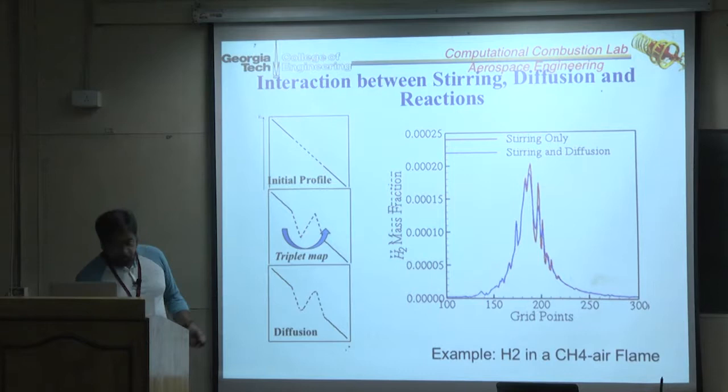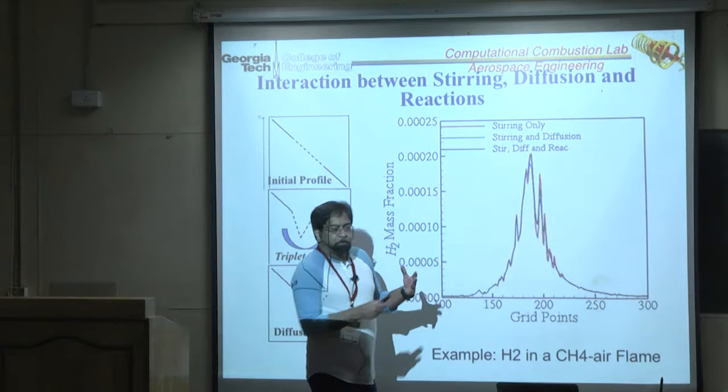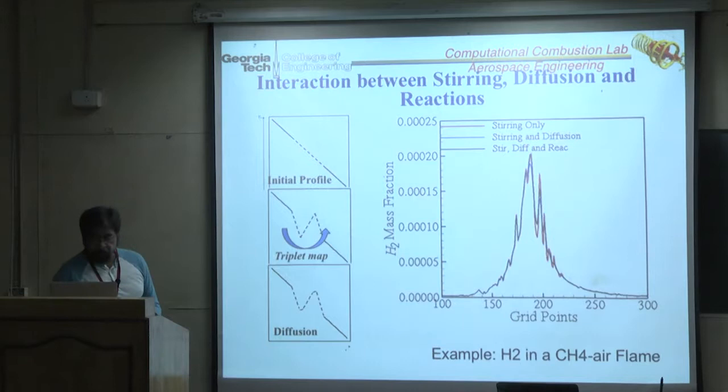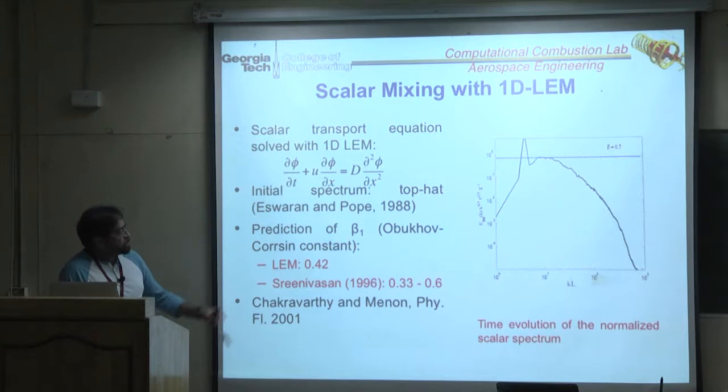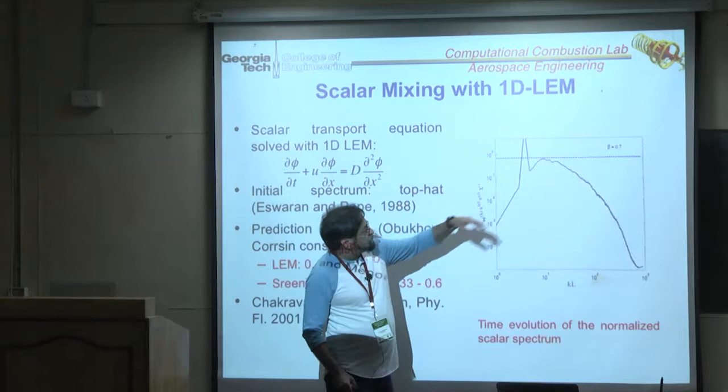And now if you turn on reactions, where will it react? Most likely it's going to react in regions where there are sharp gradients. So the reactions now compete with diffusion and stirring in a consistent manner. The interesting thing about this model is that you can write an underlying code for a simple scalar model, and simulate it with this problem, and you can actually predict the Obukhov-Corrsin spectrum, which is the scalar spectrum.